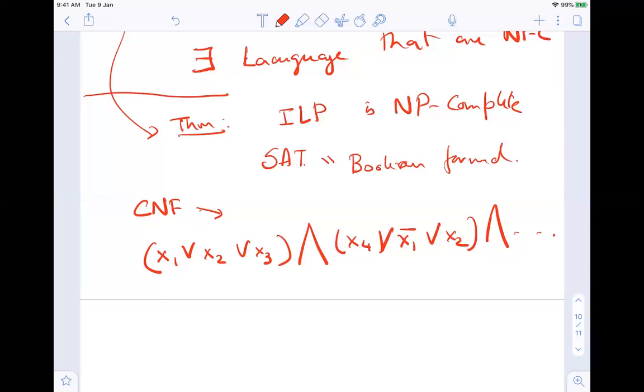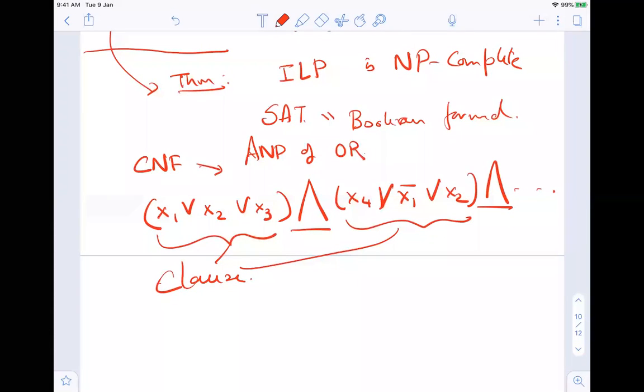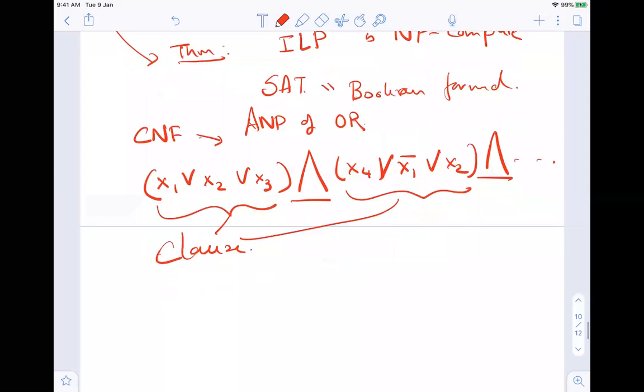Anything can be written as that, but you can think of this as an AND of ORs. So there's the AND of things which are ORs. In other words, each of these is called a clause. Your goal is to check: I have a phi, and phi is a CNF.